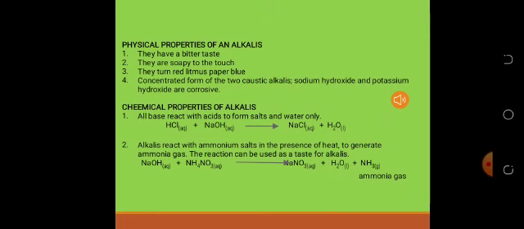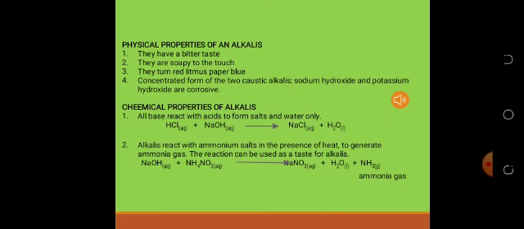Number 3. Alkali turns red litmus paper blue. Take note: an acid will turn a blue litmus paper red, while an alkali will turn a red litmus paper blue. Number 4, the concentrated form of an alkali is highly corrosive, and we have two types of them: the caustic soda, either potassium hydroxide or sodium hydroxide. They are highly corrosive.